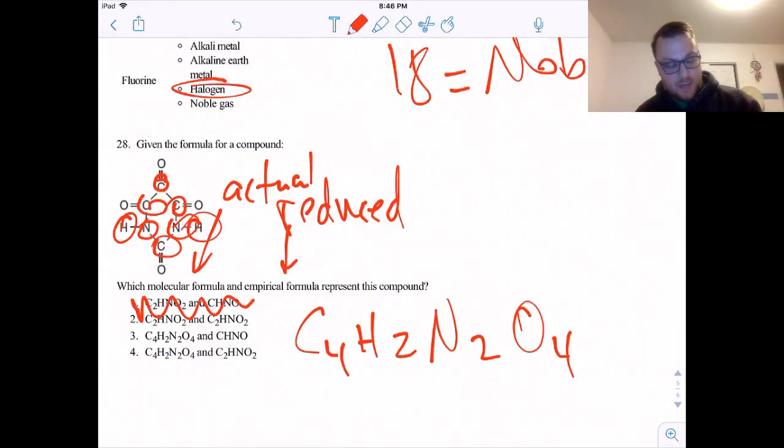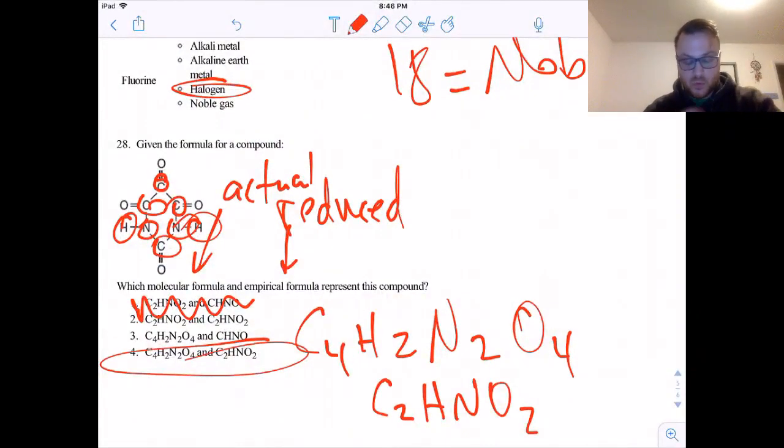Ascorbic acid has a molecular formula of C6H8O6. Divide that by 2, and you get 3, 4, 3. 343.